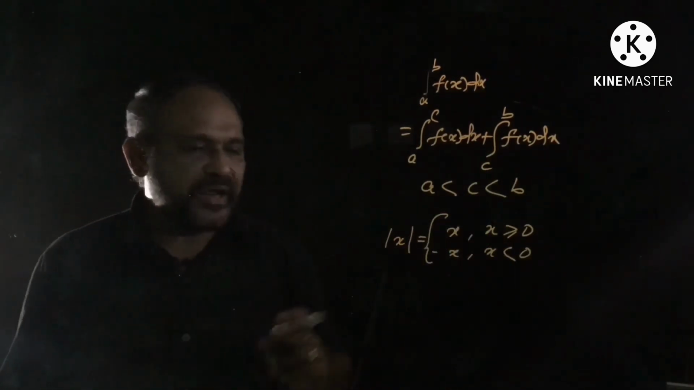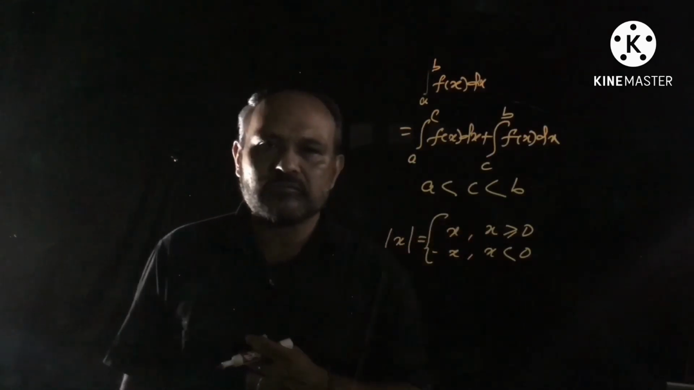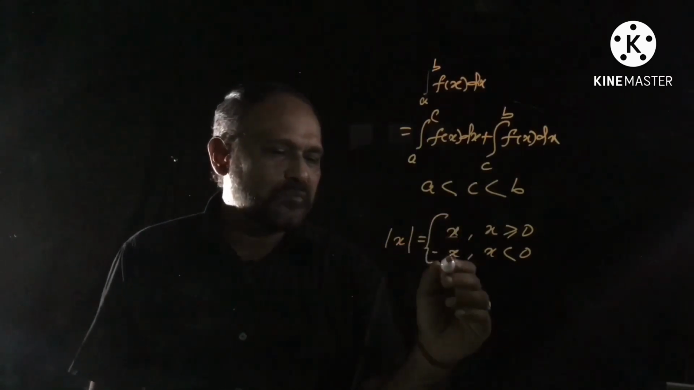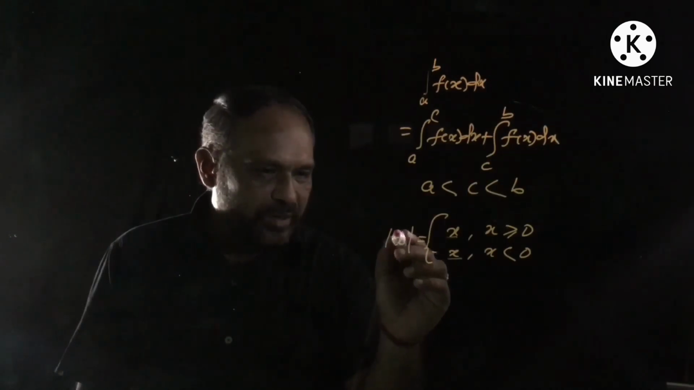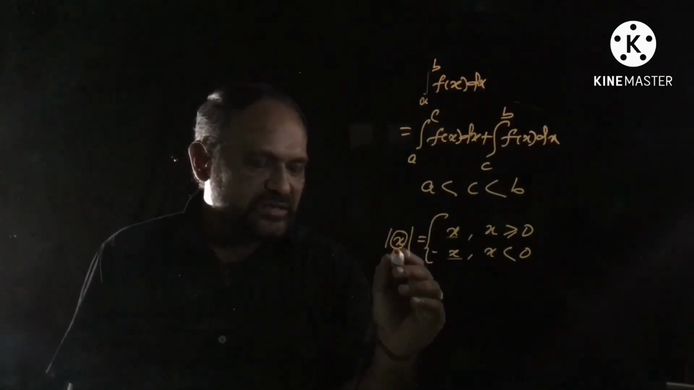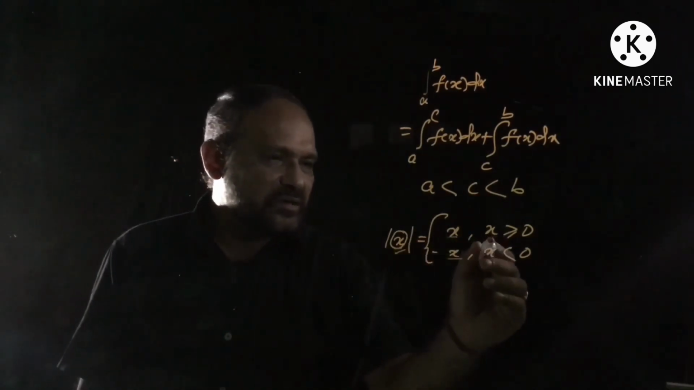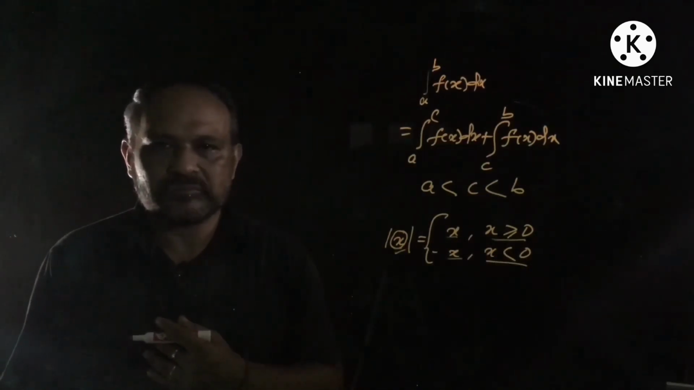So we can break the modulus function into different intervals, when the function is positive and when the function is negative. It depends upon the value present under the modulus. If we take this equal to 0, then the function breaks into these two intervals.